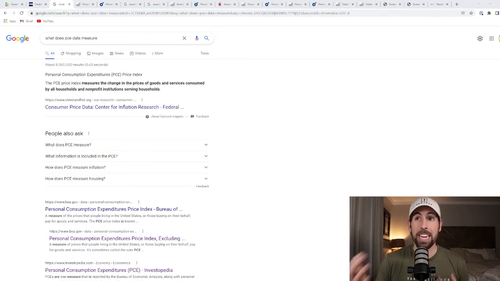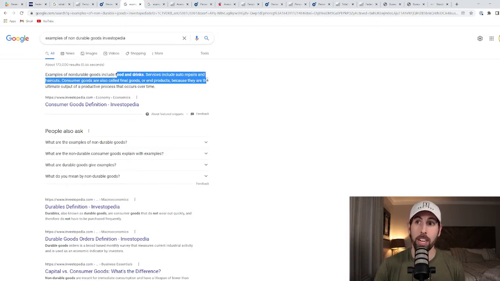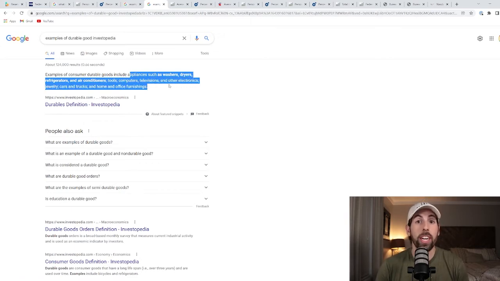So within the PCE, personal consumption expenditures, there are two different types of goods. We have an example of non-durable goods. Non-durable goods include food and drinks, right? Services include auto repairs, haircuts, things like that. Things that are usually consumed rather quickly. Then you have durable goods. Durable goods are like appliances, right? Washers, dryers, refrigerators, air conditioners, computers, televisions, jewelry, cars, trucks, things that last a lot longer and that you don't really need to purchase that often.